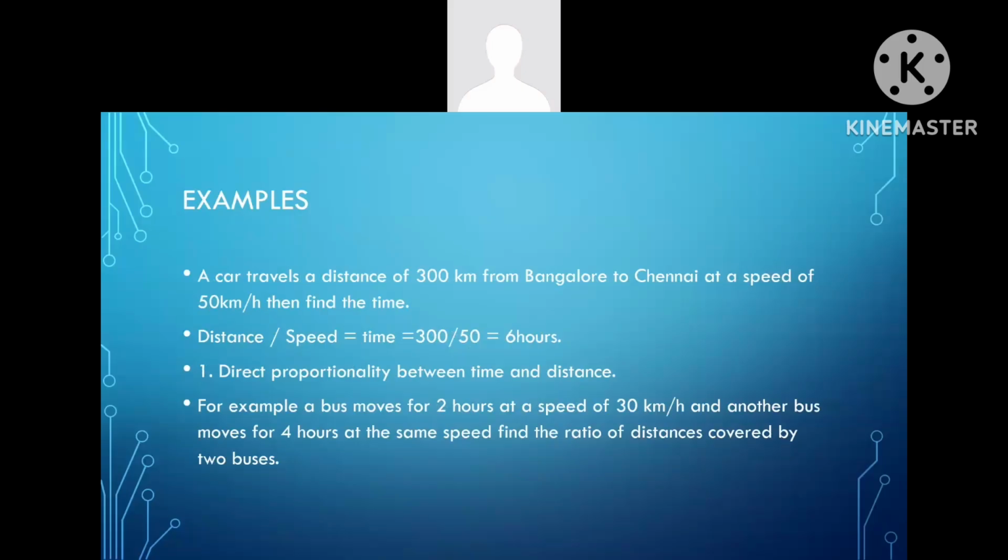Next comes another example. A car travels a distance of 300 km from Bangalore to Chennai at a speed of 50 km per hour. Then find the time. Distance by speed equals time. 300 by 50 equals 6 hours.